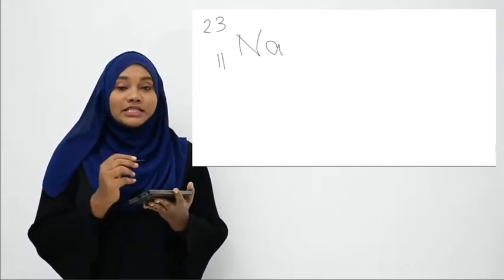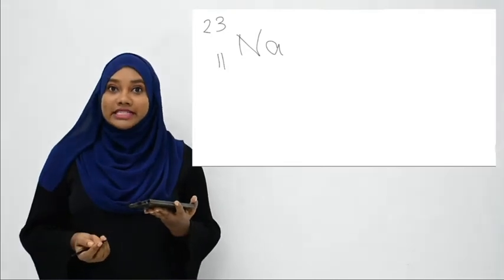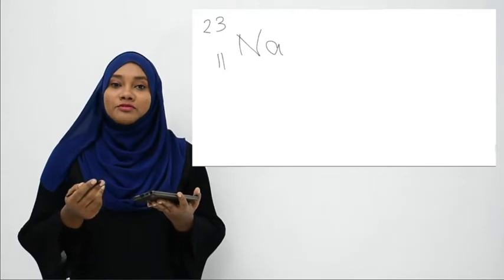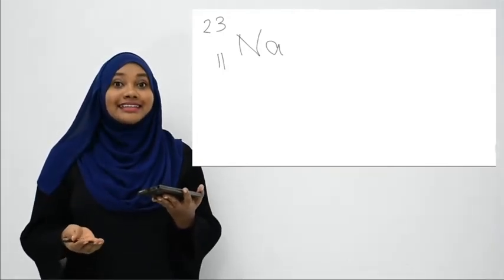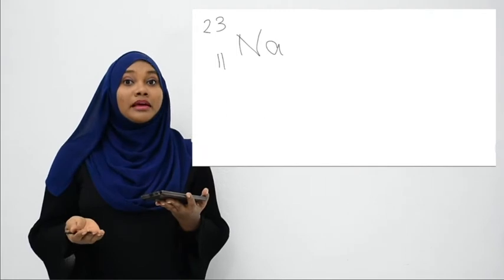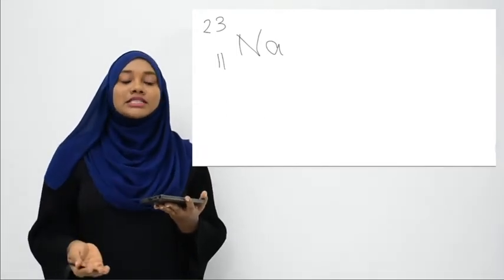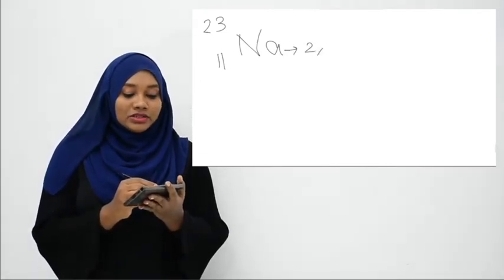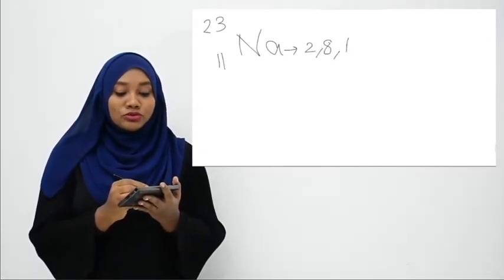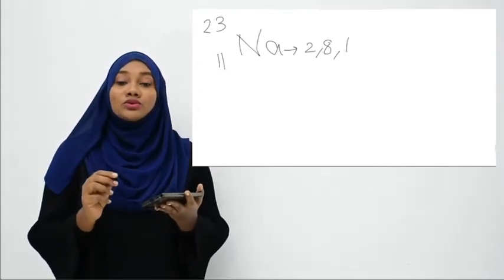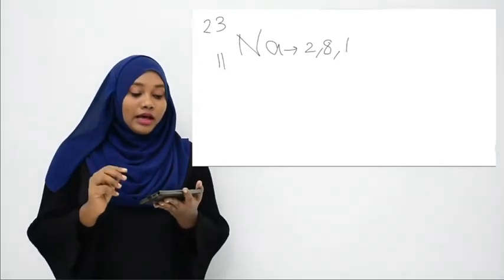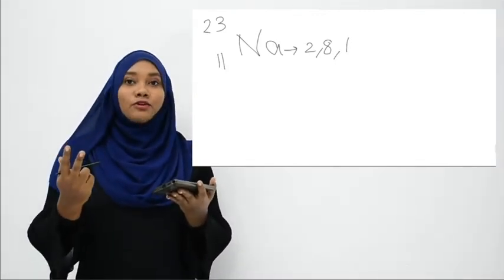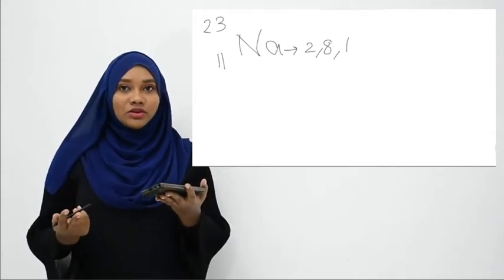And what will you take to write the electronic configuration? It's the atomic number, right? Atomic number, if you are asked to define atomic number, it's the number of protons in an atom, and the number of protons is equal to the number of electrons in an atom. So sodium, when you write the electronic configuration, it would be 2, 8, 1, right? It's 2, 8, 1. Now, when sodium forms sodium ion, there are 2 options for sodium to get a stable electronic configuration.